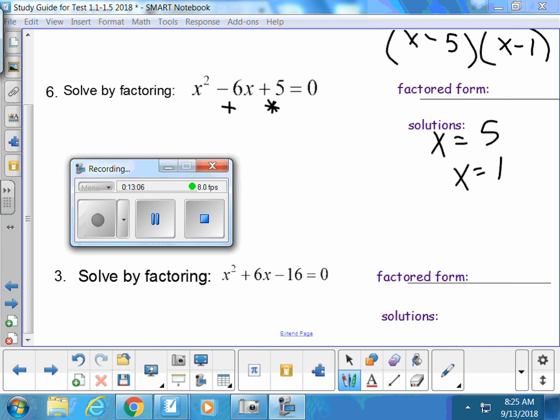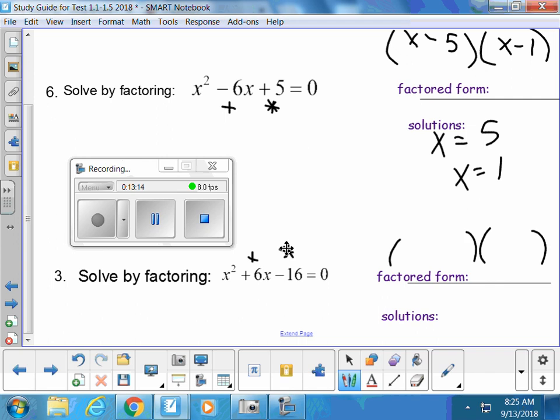So what numbers multiply to negative 16 that add up to a positive 6? What are you guys going with? A positive 8 and a negative 2? All right, so that makes our answers a negative 8 and a positive 2.